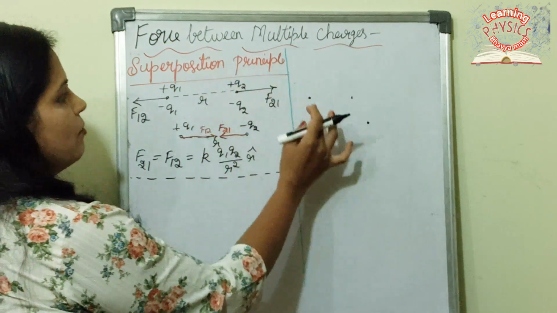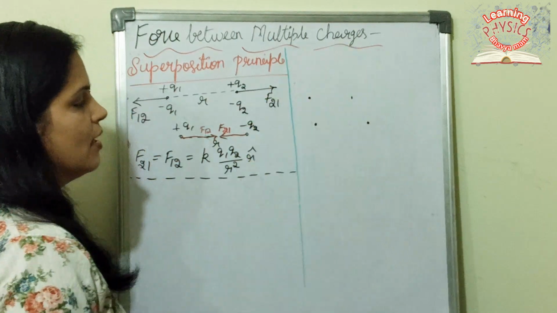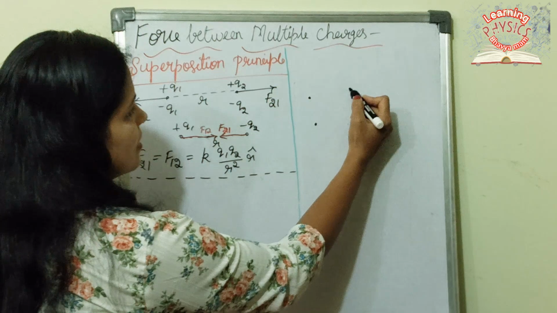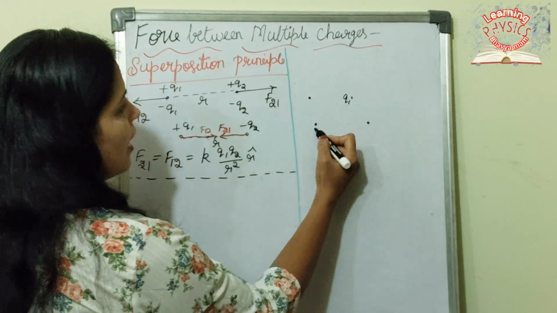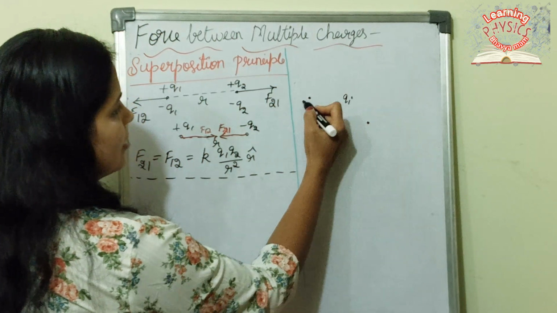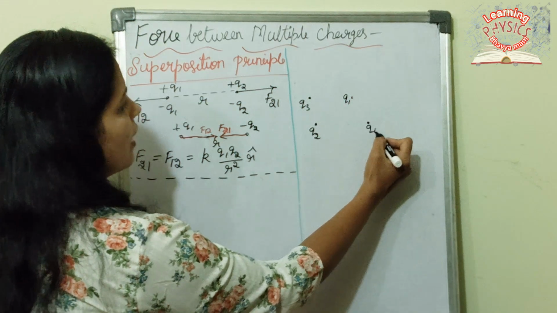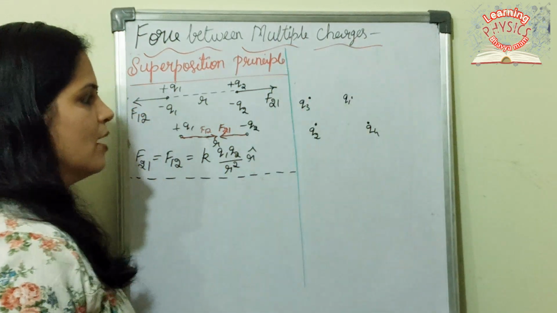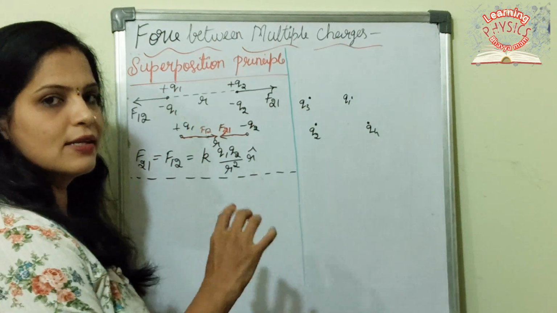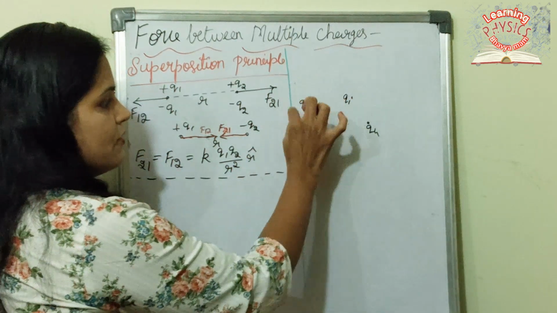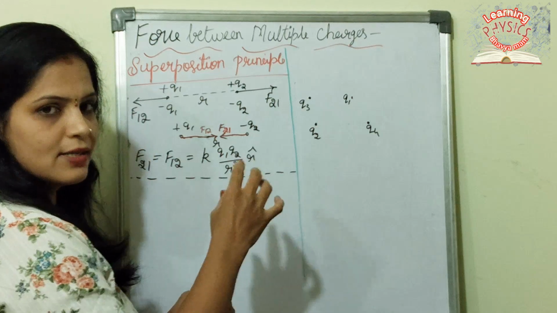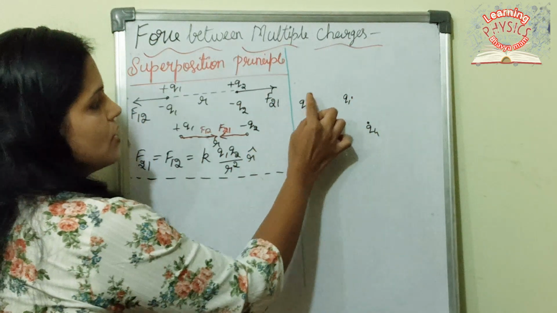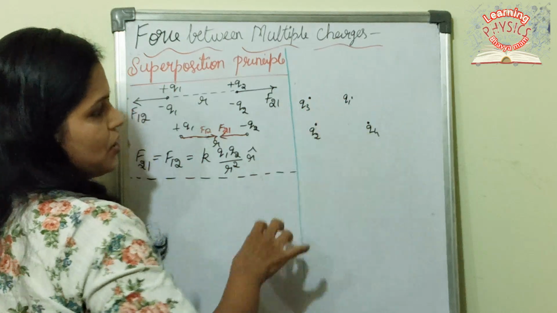Now, if you are having multiple charges in a system, then how to find the total force? Let us consider this is Q1, and I'll take some charges arbitrarily, Q3, Q4. Like this, if there are n number of charges in this space, we know that each charge exerts force on the other, right? So there exists a force of repulsion or attraction, and they interact with each other.